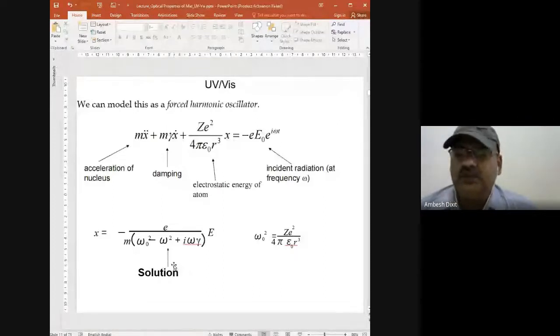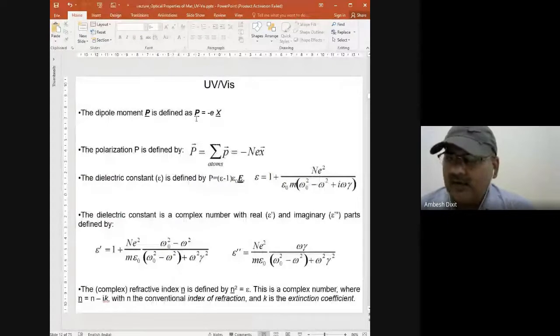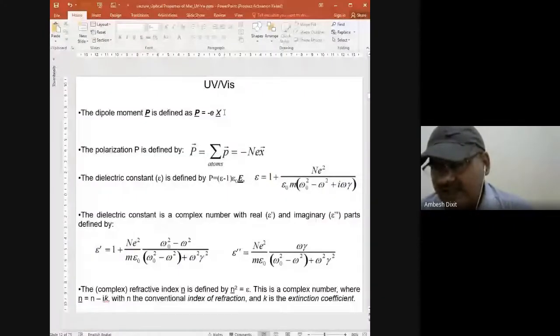Now if I know the displacement because of the applied electric field, I can find out the dipole moment of my system, right? So dipole moment is just like q times displacement d, or q times l, whatever you have. This x I have found. This x I have computed.